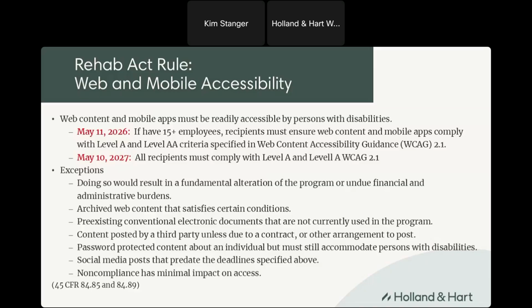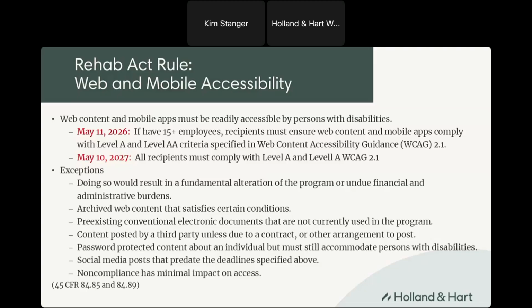Effective May 11, 2026, so you've got about a year and a half. If you have 15 or more employees, then you've got to ensure that your web content and mobile apps comply with those web content accessibility guidelines. So you've got about a year and a half to get that in place.